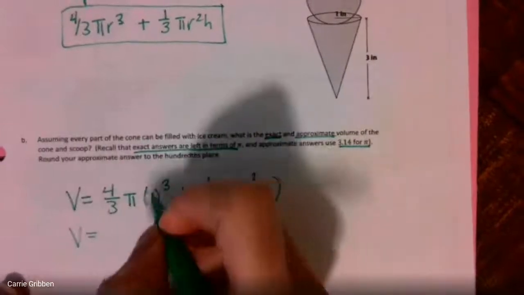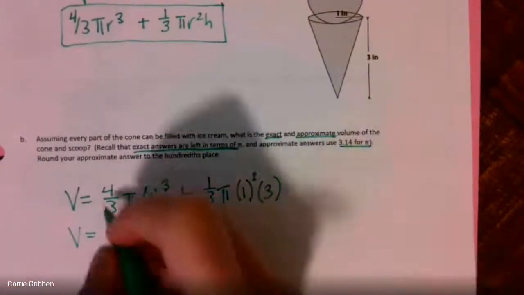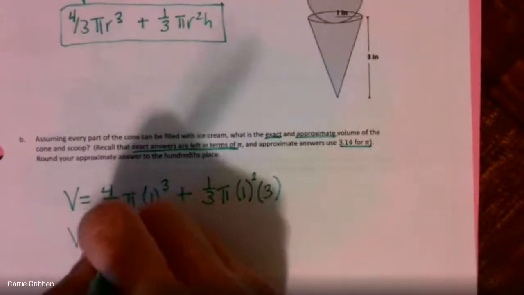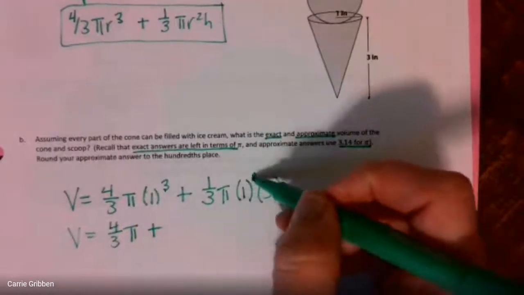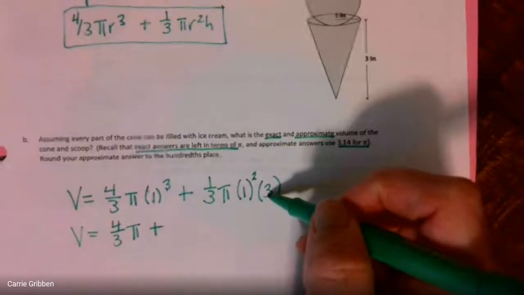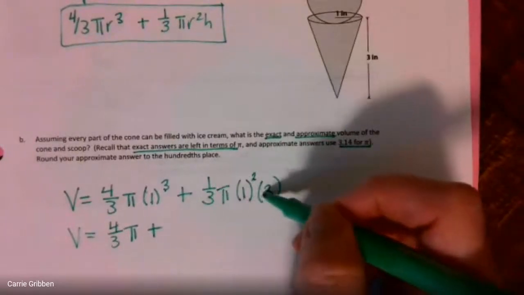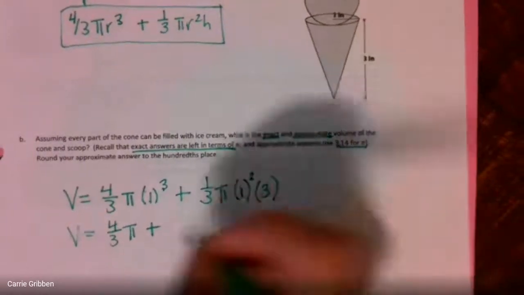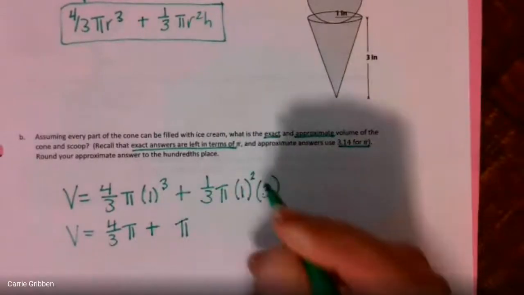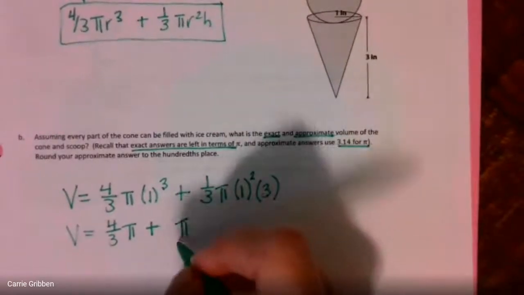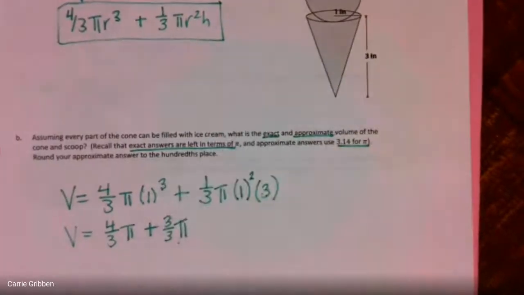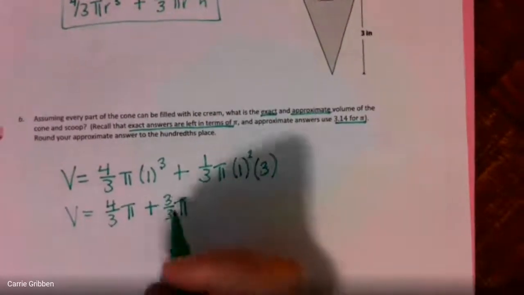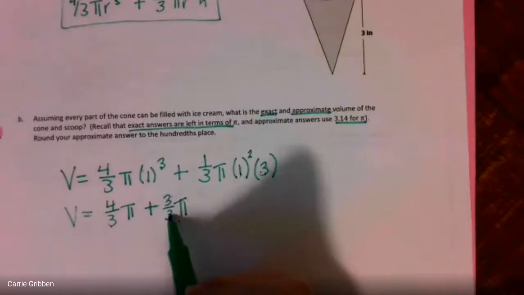So let's simplify this. That's pretty easy because 1 cubed is 1, and times 4/3 would be 4/3 pi. Plus, if I do this one, 1 squared is 1 times 3, and a third of 3 is just pi. So basically, I'm adding 1 pi to 4/3 pi. I'm going to change that to 3/3 pi, which is the same thing as 1 pi.